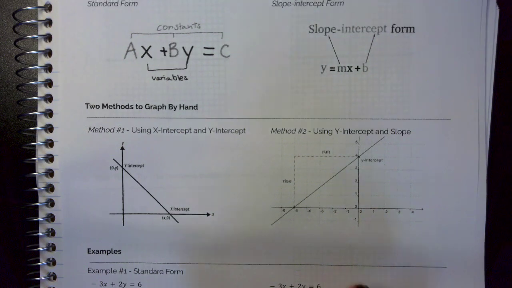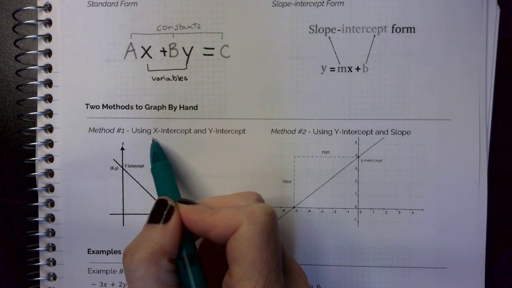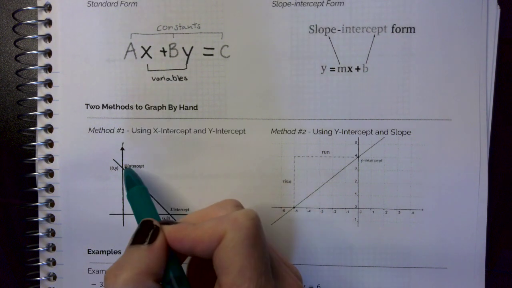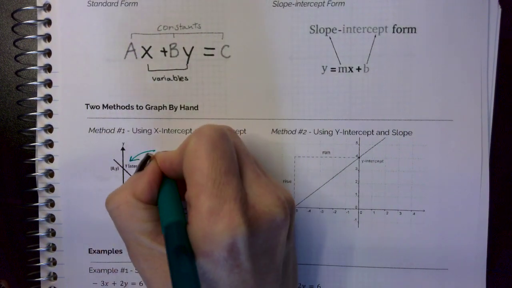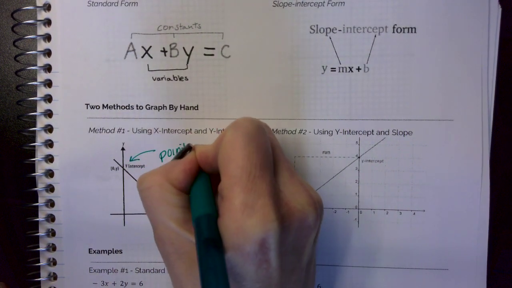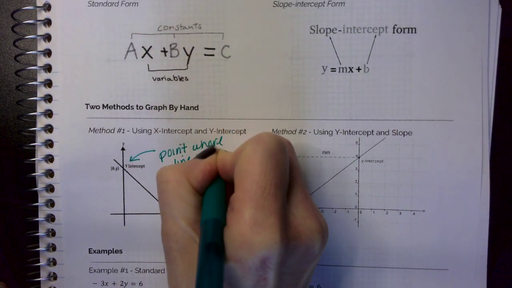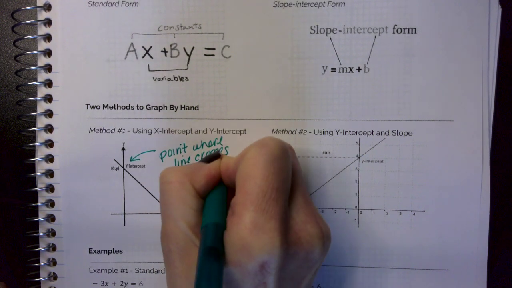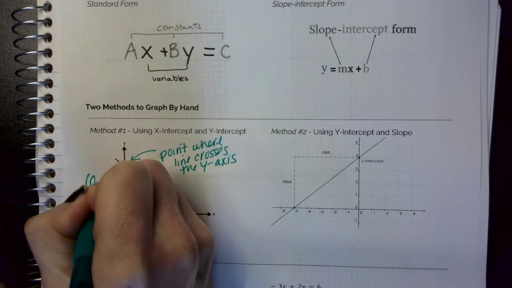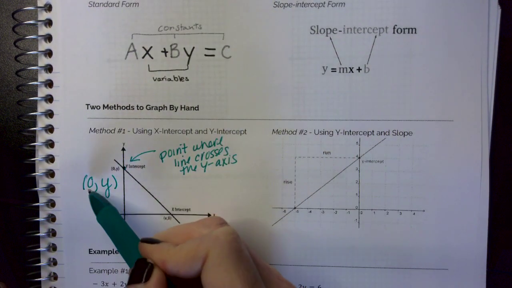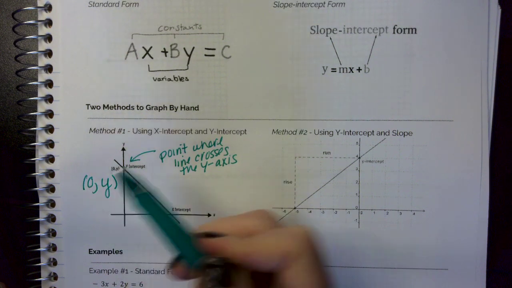The two methods we're going to use to graph by hand are, first, using intercepts, so finding the x-intercept and the y-intercept. Let's just make sure we're all clear. The y-intercept is the point where the line crosses the y-axis. So you can see right here, it is 0, y, and it's important for us to note that the y-intercept has an x value of 0.